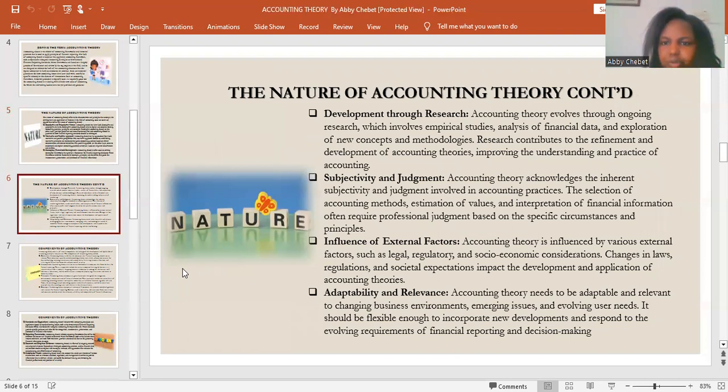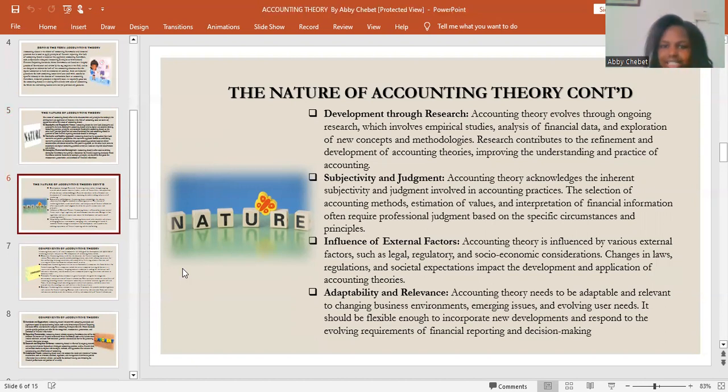We have development through research, which is still part of the nature of accounting theory. It involves empirical studies and analysis of data. We have subjectivity and judgment. This acknowledges the inherent subjectivity and judgment involved in accounting practices. The selection of accounting methods that you use as a person or as an accountant, the estimation of values, and interpretation of financial information requires professional judgment.